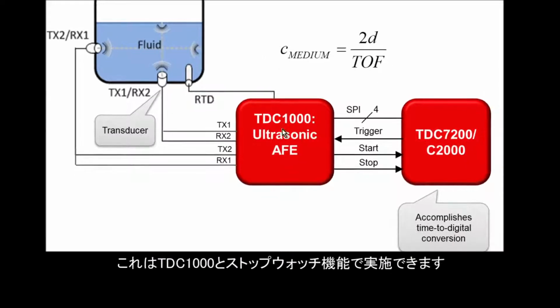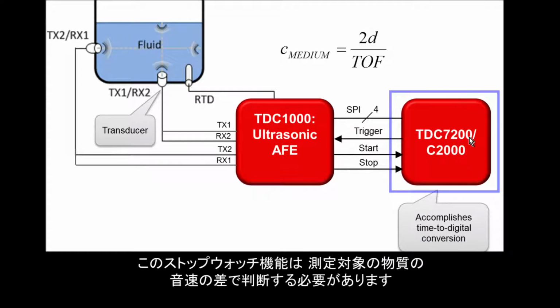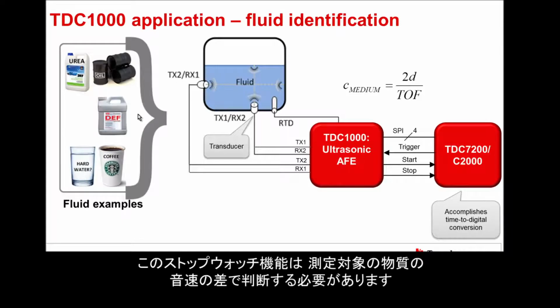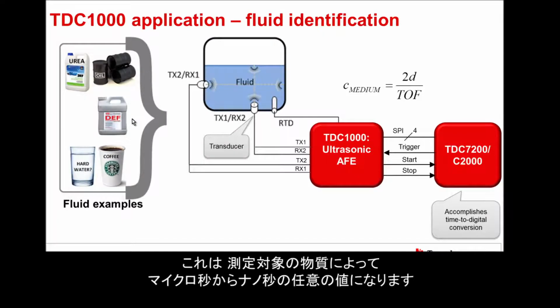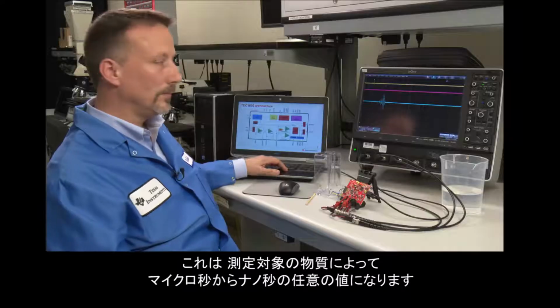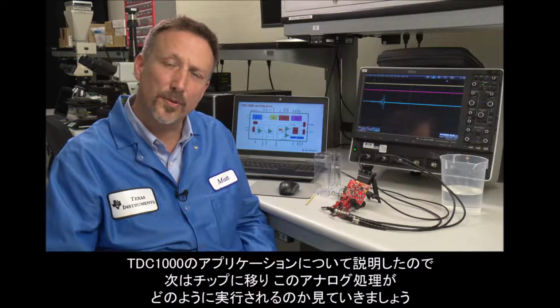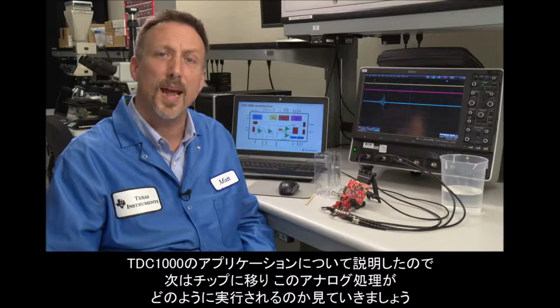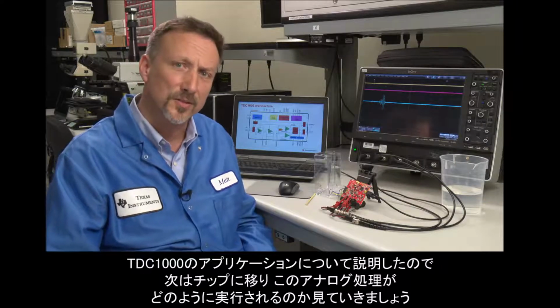This is accomplished using the TDC1000 and a stopwatch function. That stopwatch function will need to be determined by the differences of speeds of sound of the materials you're trying to measure. That can be anywhere from microseconds to nanoseconds, depending on those materials. Now that we've gone through the applications for the TDC1000, let's go over the chip and see how it accomplishes this analog processing.